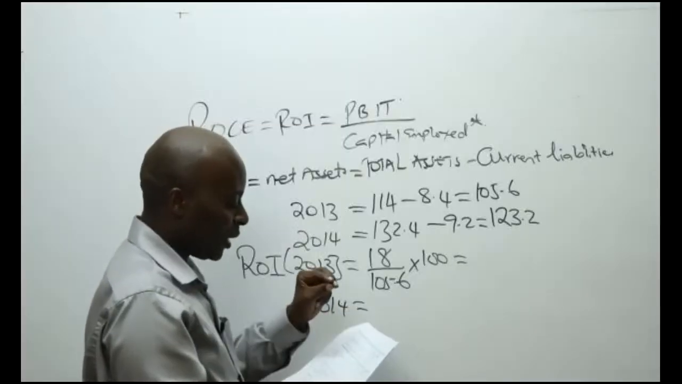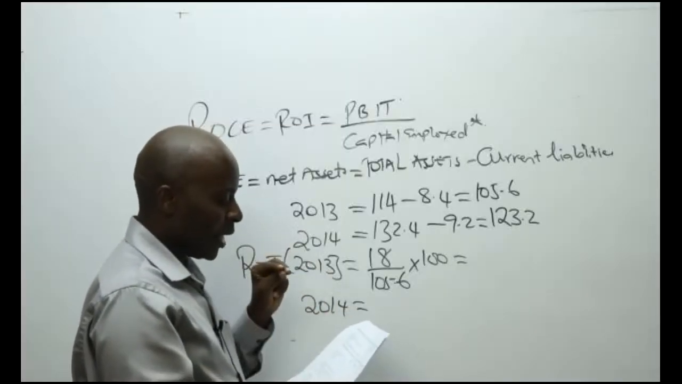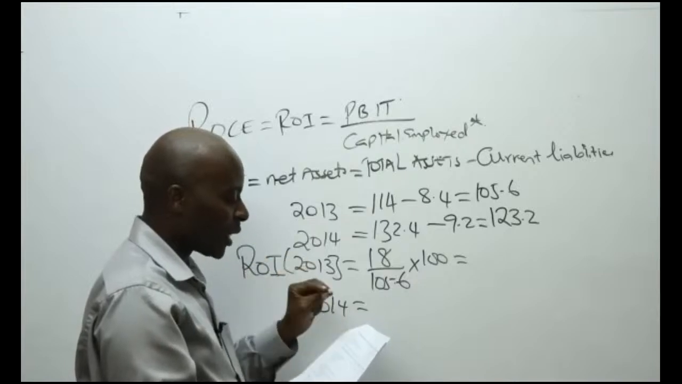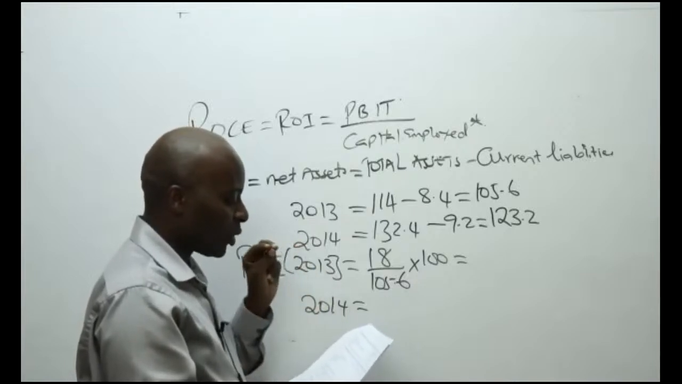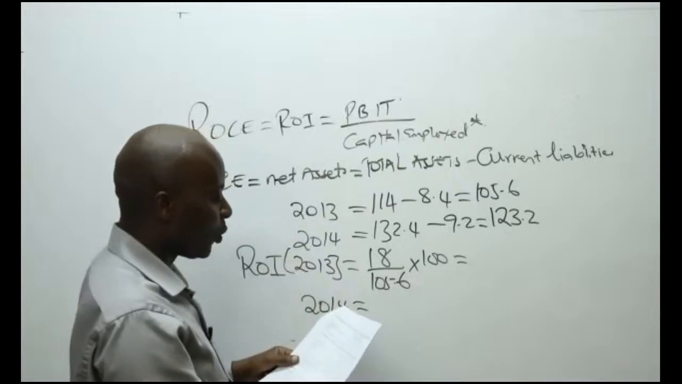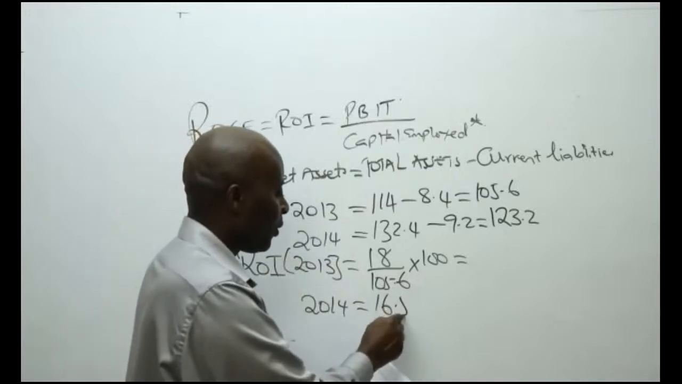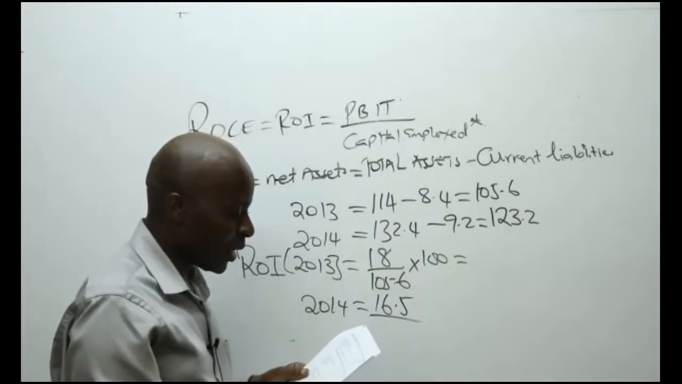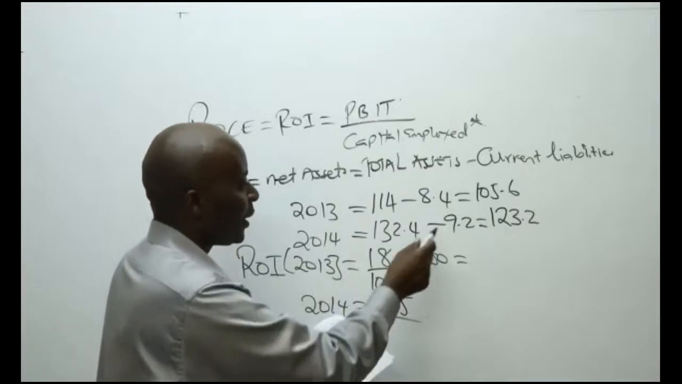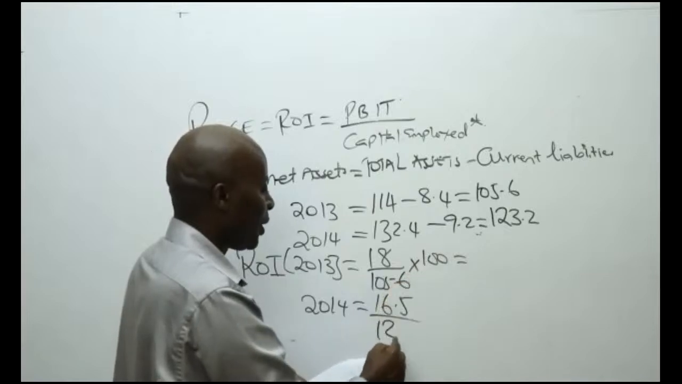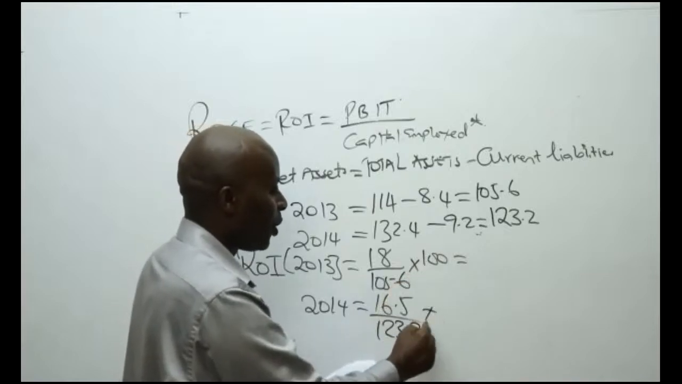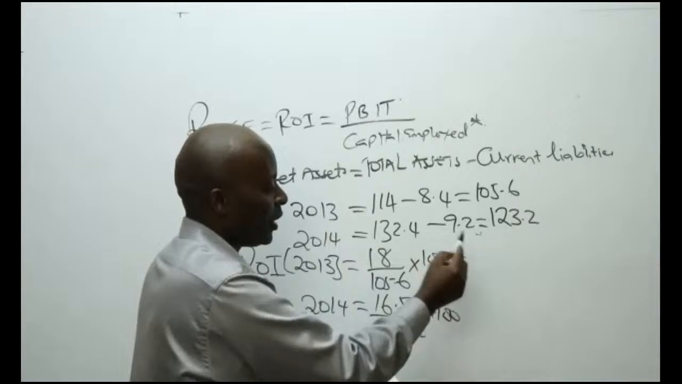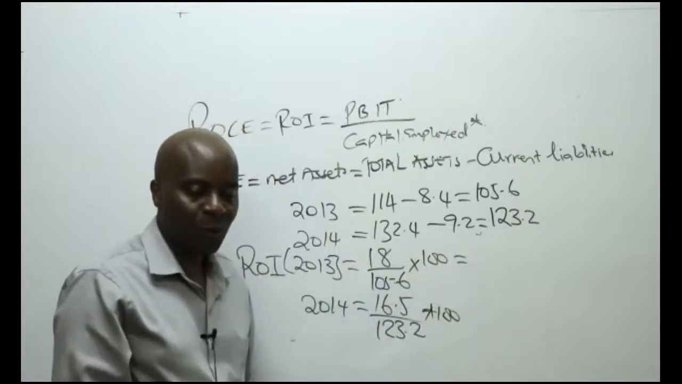You pick the EBIT. Earnings before interest and tax are the same as profits before interest and tax. So EBIT for the year 2014, I can see 16.5, divided by the net assets in 2014, which are 123.2, times 100. So please give us these figures. Give us these figures pretty fast.